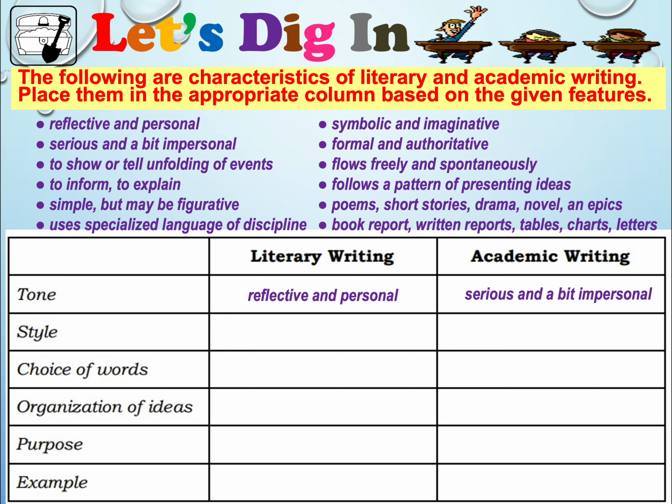tone for academic writing. The second one, to show or tell unfolding of events, and the next that follows is to inform or to explain. So these two, where do they fall? What type of feature does it express? Yes, it expresses purpose. So to show the unfolding of events, that is the purpose of literary writing. And the other one, its purpose is to inform or to explain, that is academic writing.